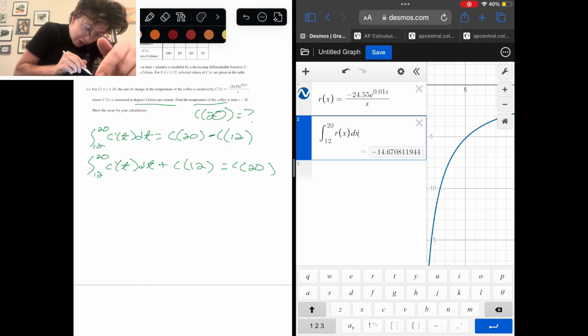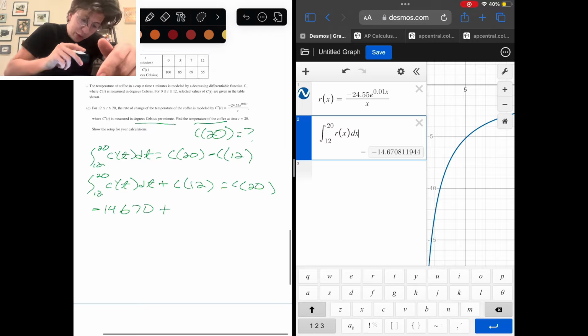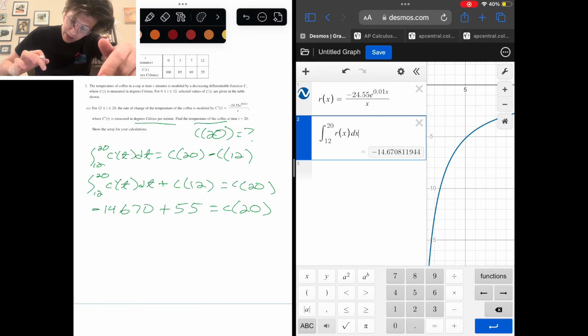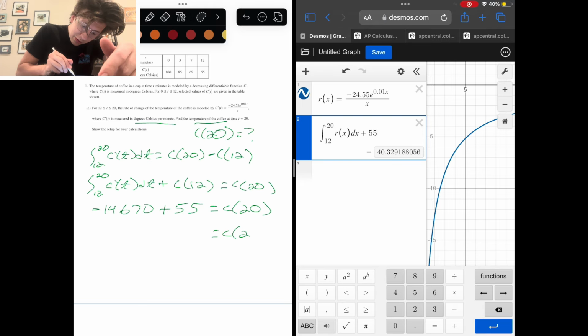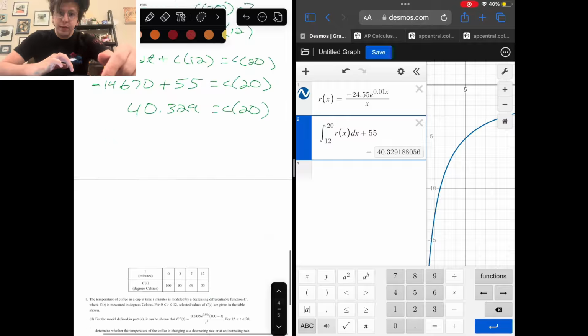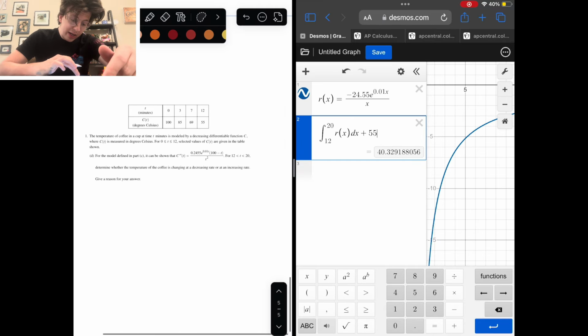Okay, so that integral from 12 to 20 of C prime of t dt would be negative 14.670. And I have to add whatever our C of 12 is. Our C of 12 is 55. And that should get us C of 20. All right, so let's physically in our calculator add 55 to that. And we should get that C of 20 is equal to 40.329. All right, and that is part C. Let's go and do part D here.